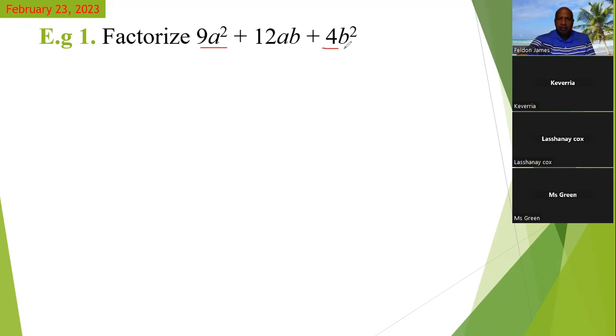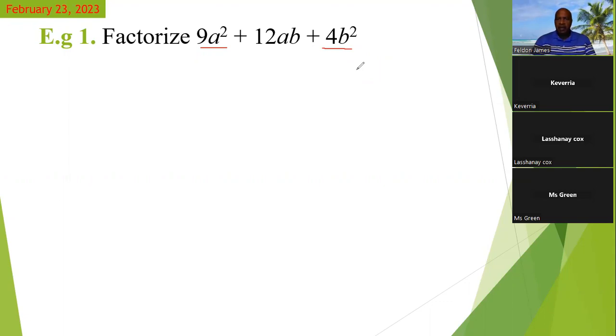All right, so what we notice here is that we have 9a squared as the first term and 4b squared as the last term. Now, we first need to check those two terms to see if we can write them in square forms. We know that the a is already squared, the b is already squared. So the question is, can we write 9 as a number squared? Can we write the 4 as a number squared? And if so, we need to just write them in that number squared.